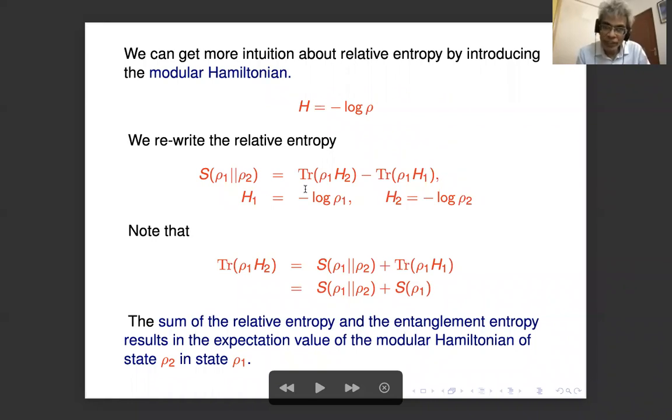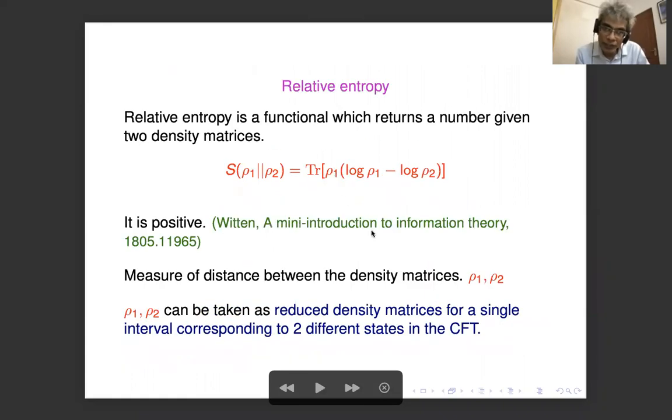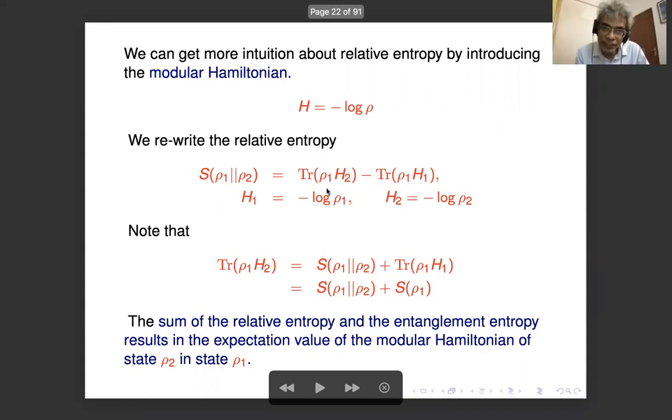You see, rho 1 h2 minus trace rho 1 h1. So let's look at the rho 1 h1 term. That is rho 1 log rho 1, right? Because h1 is log rho 1. So that's rho 1 log rho 1. And let's go back and see, rho 1 log rho 1, and then this rho 1 log rho 2. So that is rho 1 h2.